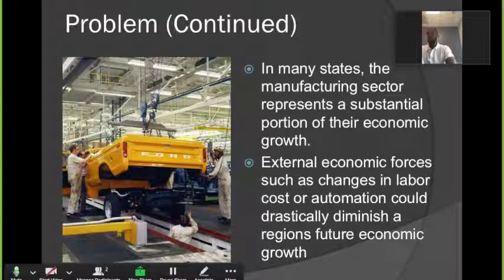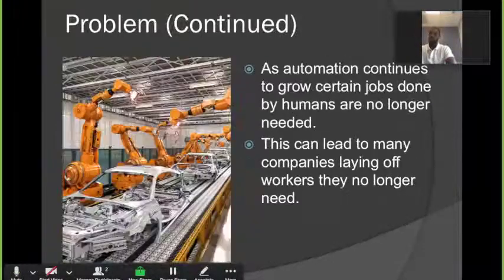And in some actual companies, the margins are very, very slim. So any changes in labor costs can drastically impact the company. As well, automation plays a factor in the economic growth of a community as well as a company. So as automation continues to grow, certain jobs done by humans are no longer needed. This can lead to the potential that some companies will choose to lay off many of their workers.